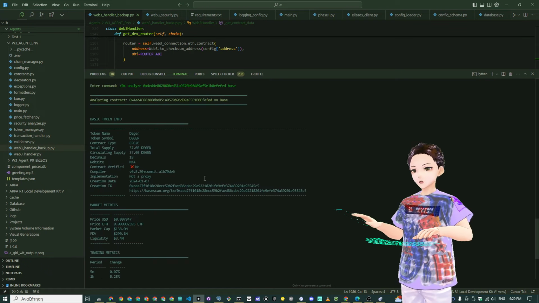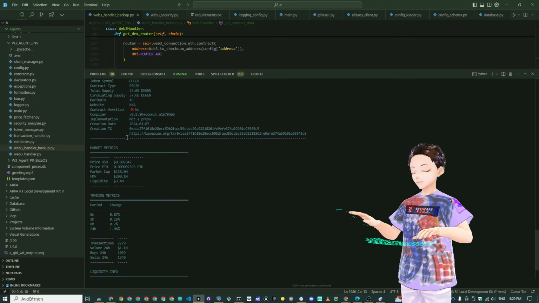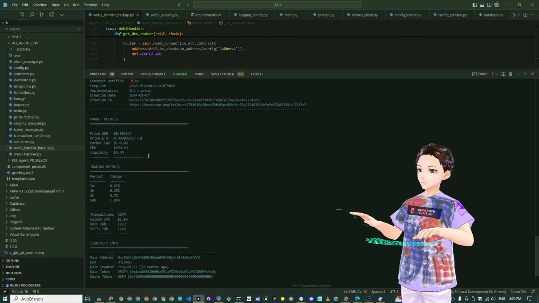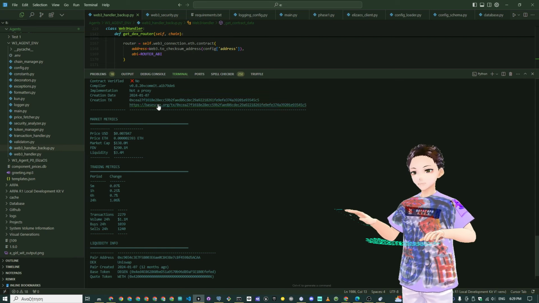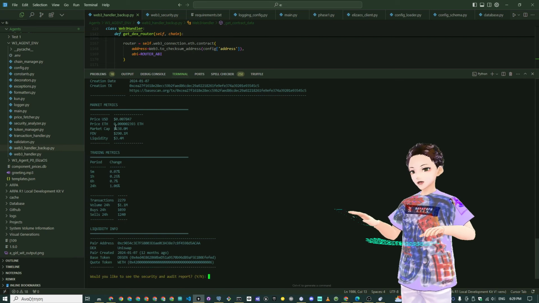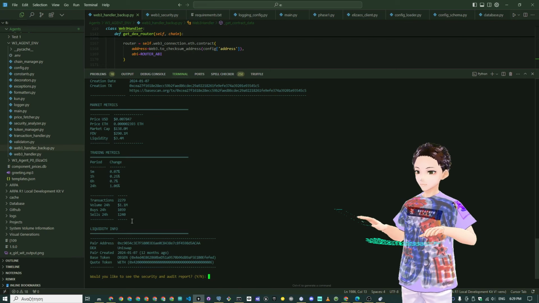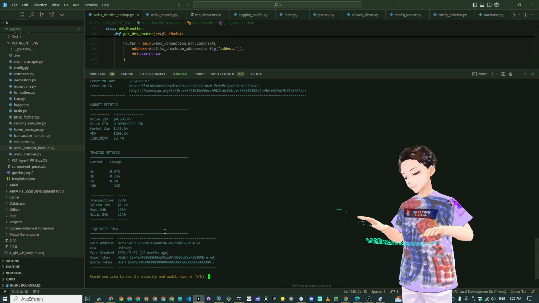It's gonna give us some information about the token in question, like this Degen: total supply, circulating supply, decimals, what's the compiler, is it a proxy, when it was created, by whom, what's the TX that we can check, prices, and in general market metrics, trading metrics, not doing pretty good these days, but okay. Transactions in terms of numbers, volume, buys, sells, etc.